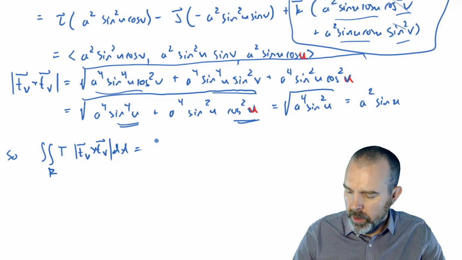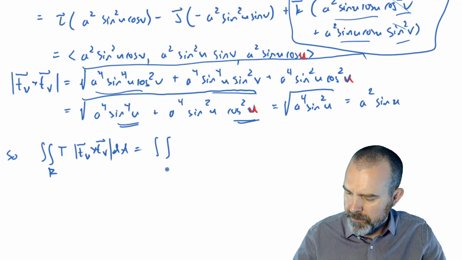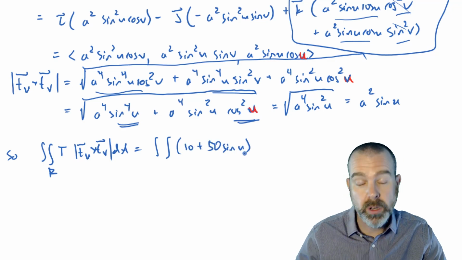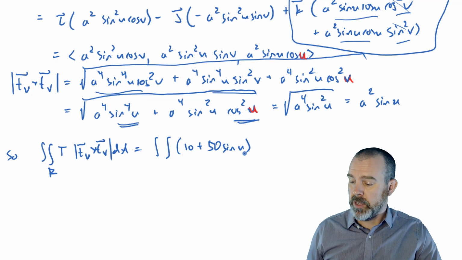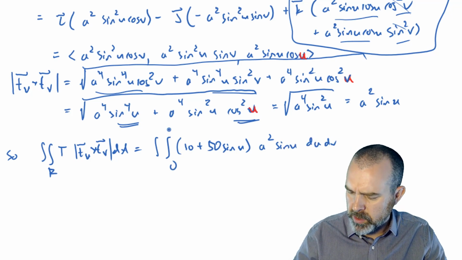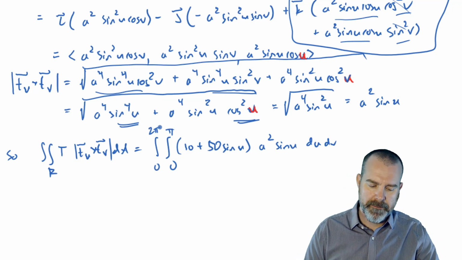Okay, so that will equal the integral. Let's see. We have the temperature function is 10 plus 50 sine u, right? Because phi is u. And then we have the magnitude, a squared sine u, du dv. u goes from 0 to pi, that's phi. And then v goes from 0 to 2 pi, that's theta.